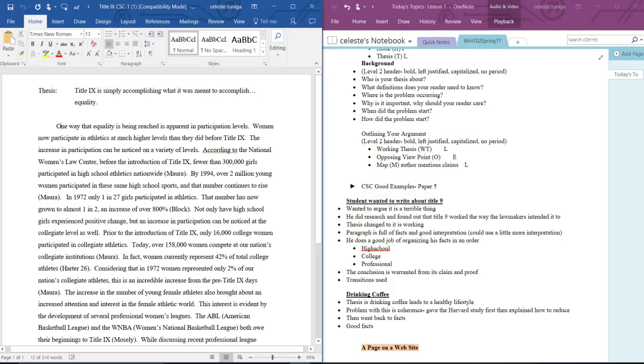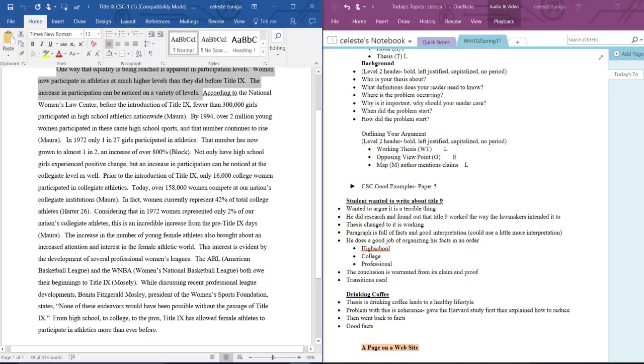So let's look at the student's claim. "One way that equality is being reached is apparent in participation levels." Okay, so this student is going to say that participation levels are measures of equality and it's being reached. "Women now participate in athletics at much higher levels than they did before Title IX. The increase in participation can be noticed on a variety of levels." So this is redundant. It's like the student said the same thing 3 times. That could be tightened up.